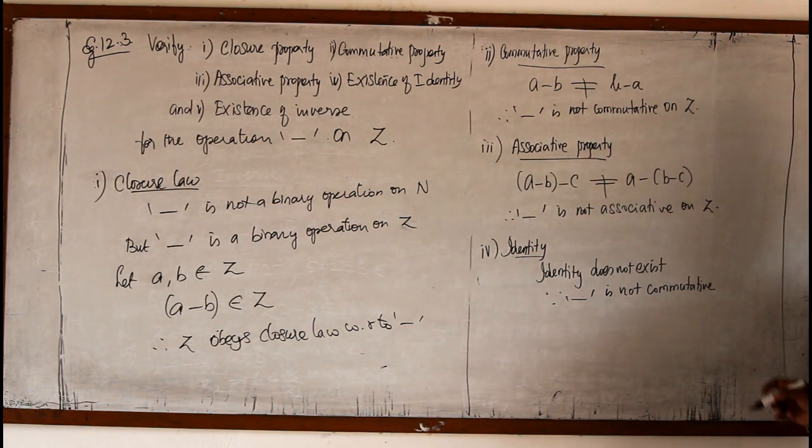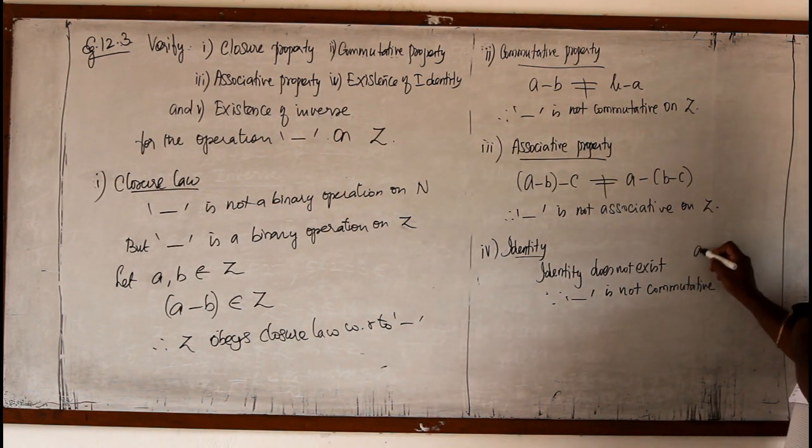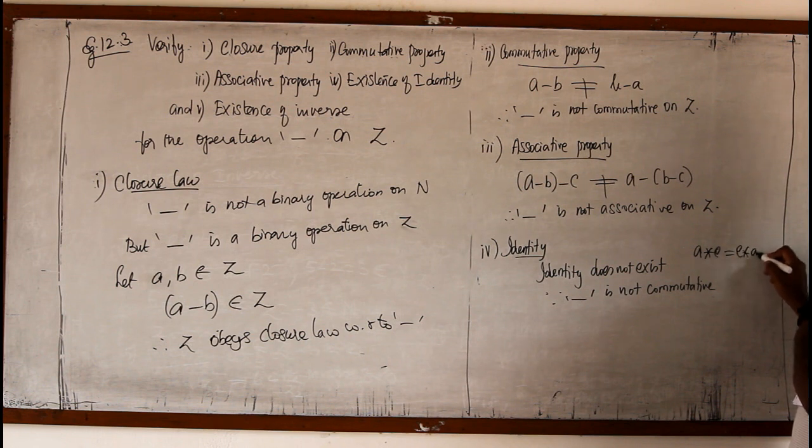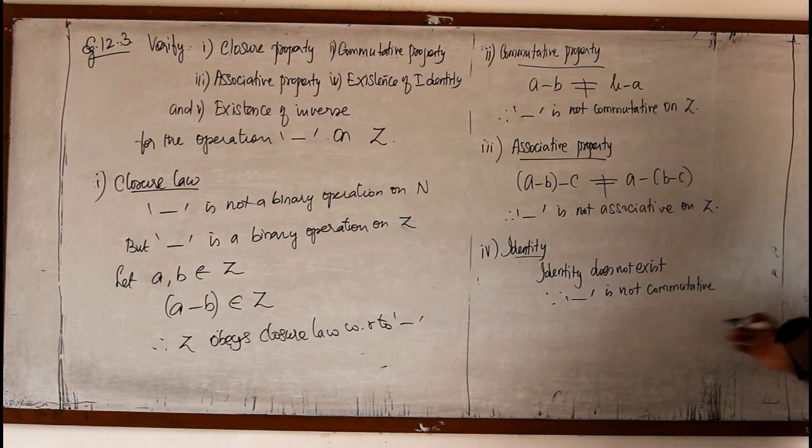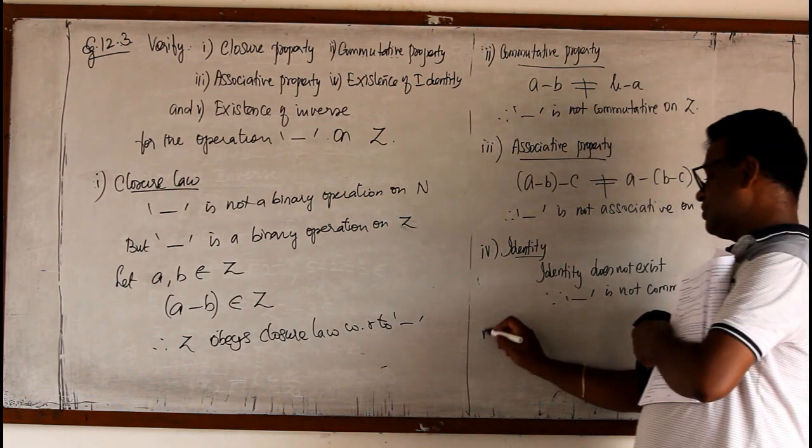Because in the identity element definition we know a star e equals e star a equals a. So if it is minus, a minus e must be equal to e minus a, whereas this is not, it is not equal. Therefore, there won't be any identity element existence. Therefore, identity does not exist because minus is not commutative.